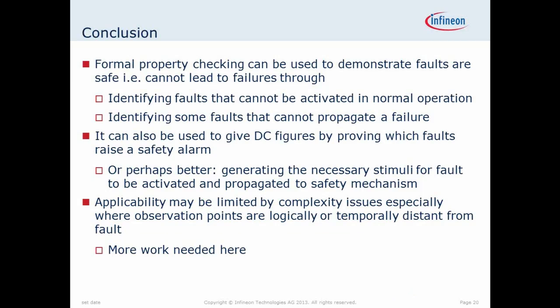Okay, so that's it. So conclusion. Formal property checking can be used to demonstrate faults are safe, so that they cannot lead to failures or harm, by identifying faults that cannot be activated, by identifying faults that cannot be propagated. It can also be used to give diagnostic coverage figures by proving which faults raise a safety alarm. And as I've said, there may be complexity issues which need to be worked around. That's it. Thank you.